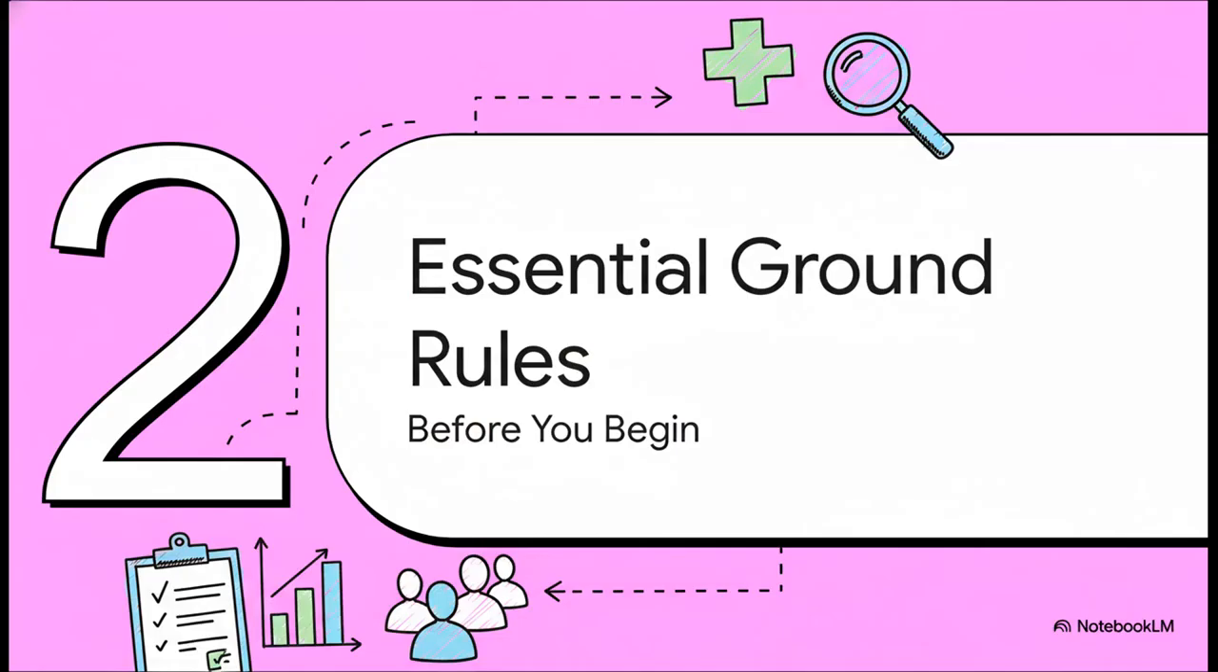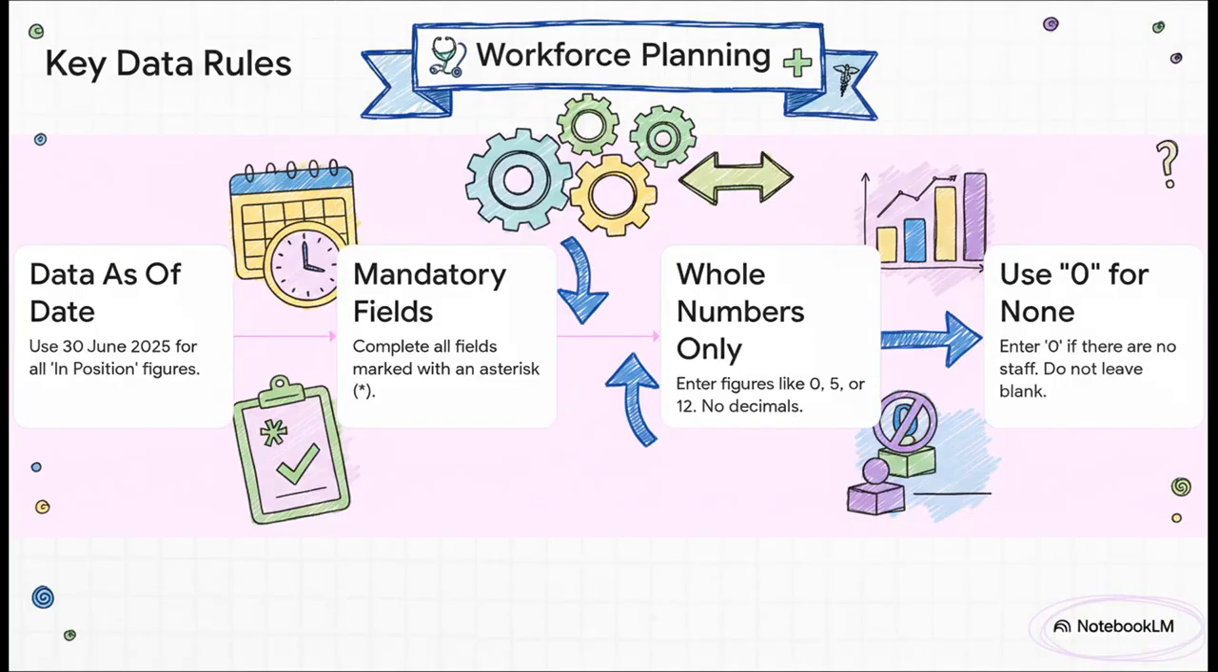So, we've got the why down. Now for the how. These next few points are what I like to call the essential ground rules. Getting these right from the very beginning is going to save you a ton of time and make sure your data is spot on. These 4 rules are absolutely crucial. First, every single number you enter for staff in position has to be as of one specific date, June 30th, 2025. This gives us a consistent snapshot across the entire country.